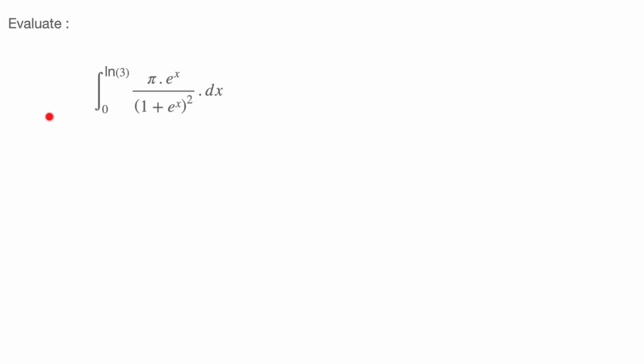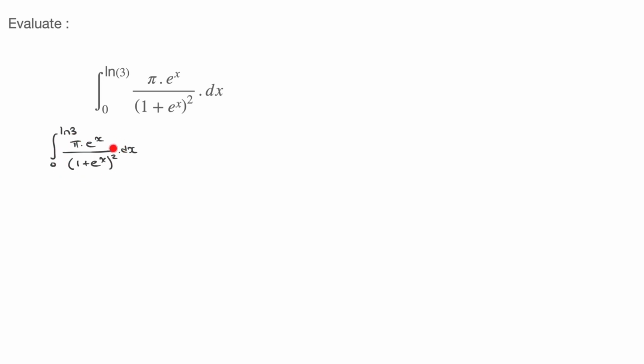First of all, when looking at this integral, it's important to recognize that we're dealing with the method of substitution. And if you're a bit unsure of how to recognize that, here's the whole idea. Let me start by copying this definite integral, and I'll do that directly below. We need to find the integral from 0 to ln of 3 of pi times e^x over (1 plus e^x) squared.